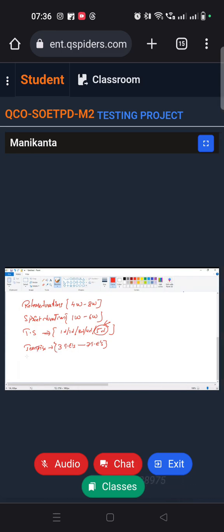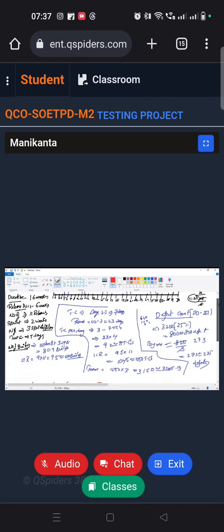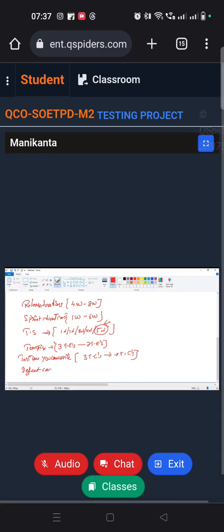And then what else is left? Number of test cases. Test cases you can write, 3 test cases to 7 test cases. Understood everyone? Defect percentage, that also I'll give. Defect count, 20 to 25%.